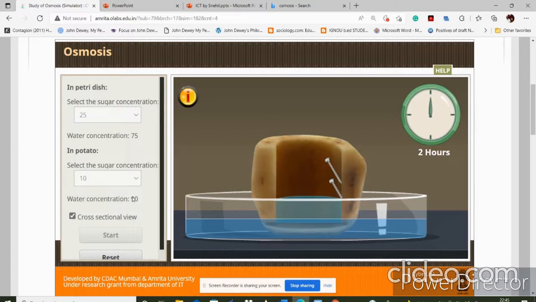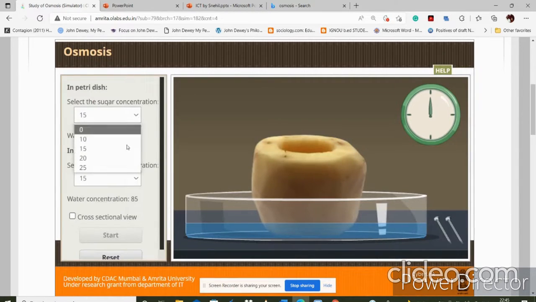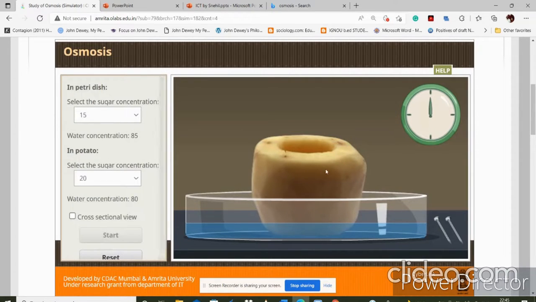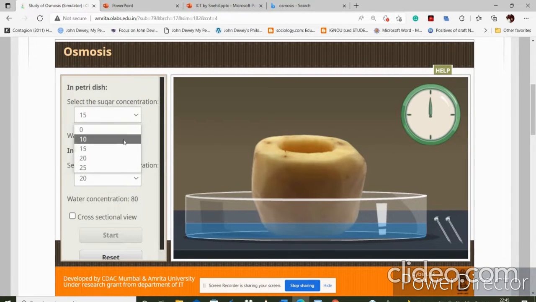If one wants to study osmosis, they can change the variables every time, and they can see how much water or how much solution will come out or go inside. So we can see that the change in the level of the solution depends on the concentration. And we can even study the different types of solution.